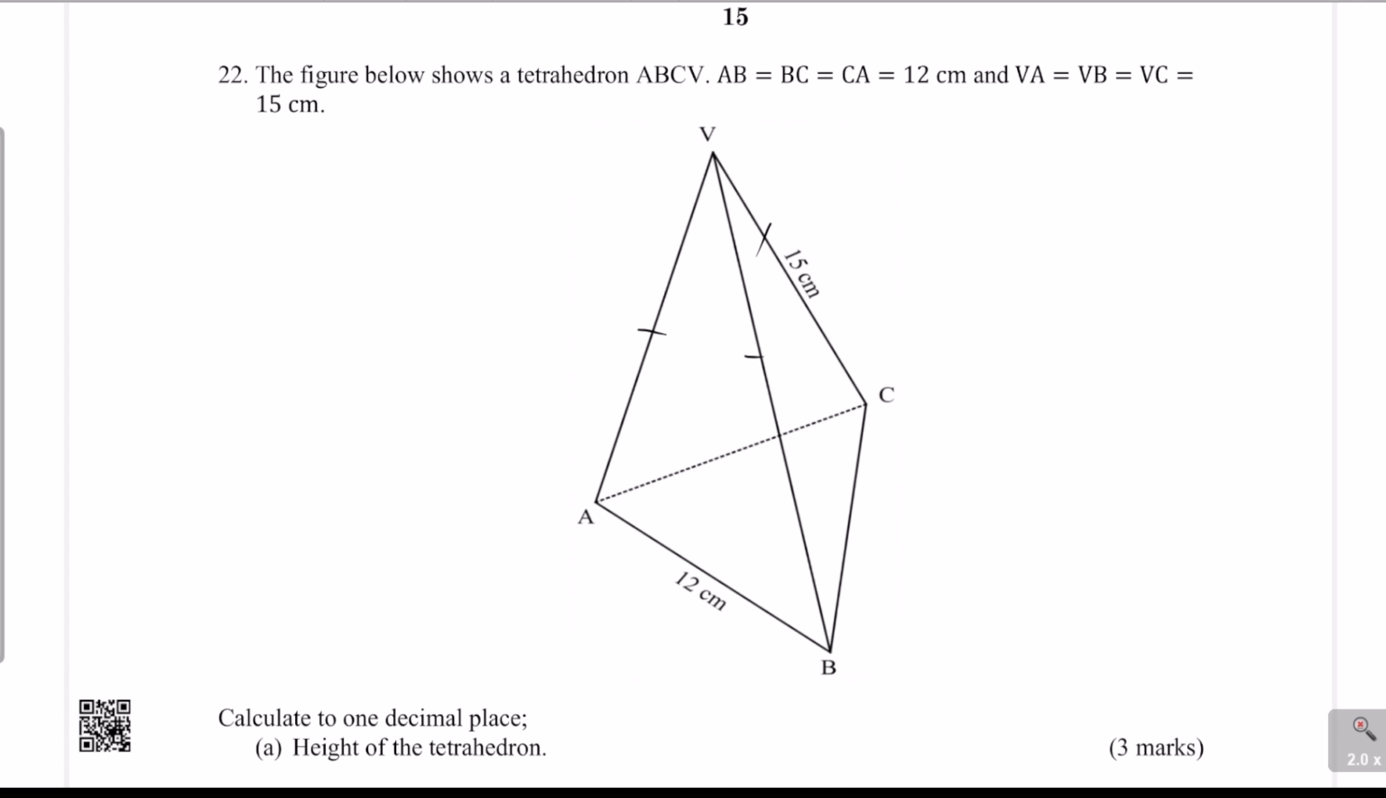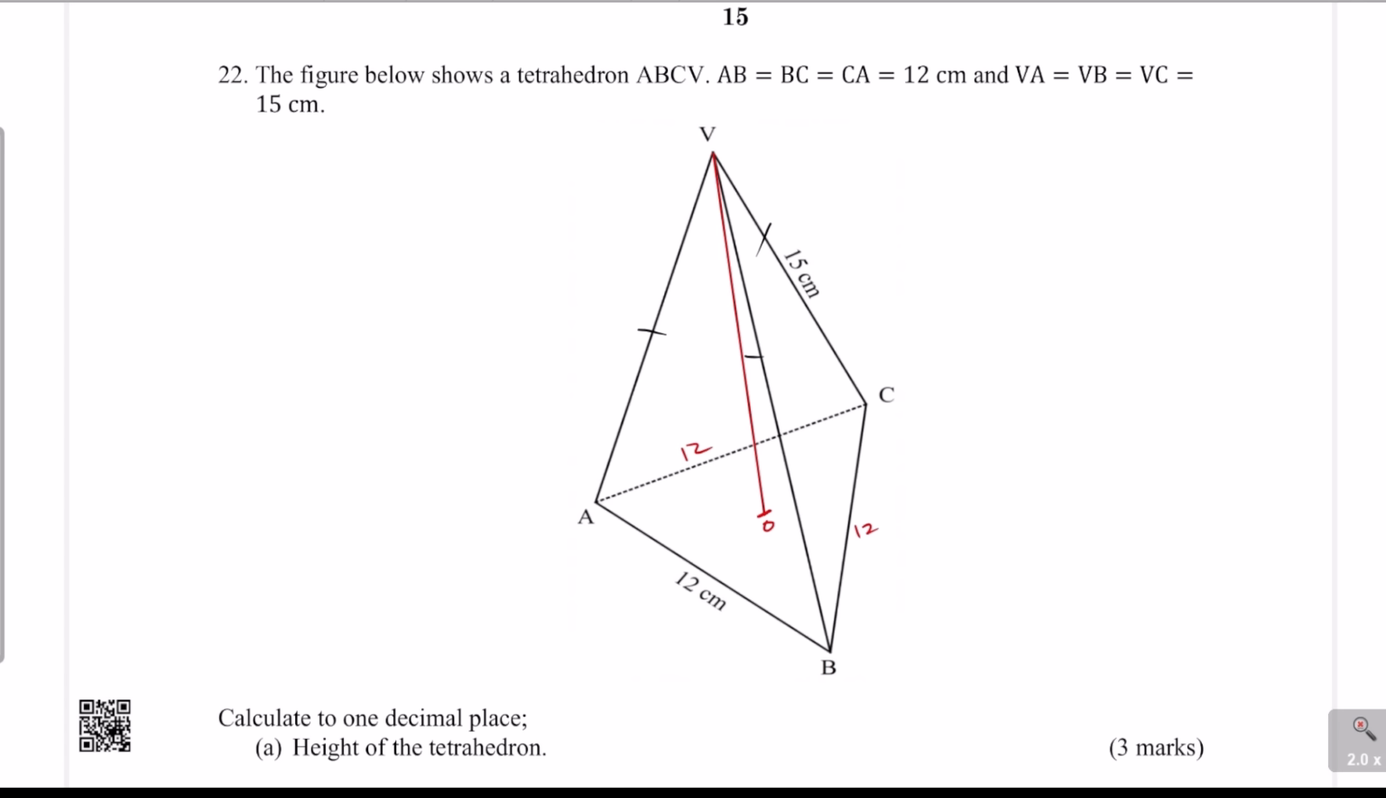The height. So how do you get the height? You get the height by drawing a perpendicular from the vertex V to the midpoint of the base. The base is an equilateral triangle, where AB equals BC equals CA, so all these are 12. We can name this midpoint O.